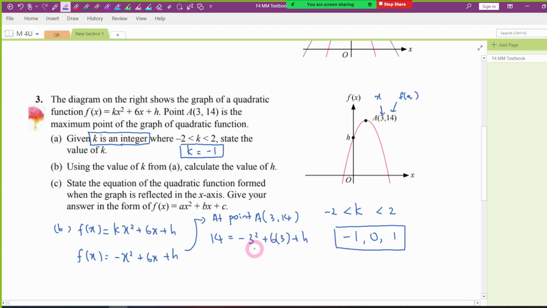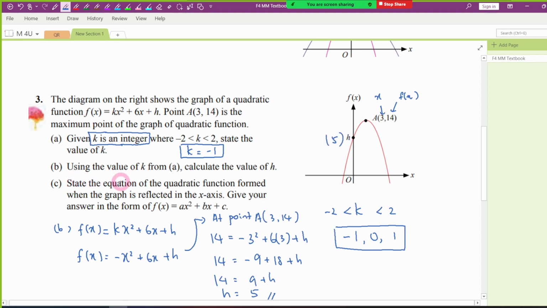So before we get the answer, we know the h must be positive, right? If we get a negative answer for h, then we know that definitely our answer is wrong. So this is 14, this is -9. Okay, h is equal to 14 minus 9, which is equal to 5. So this is equal to 5.